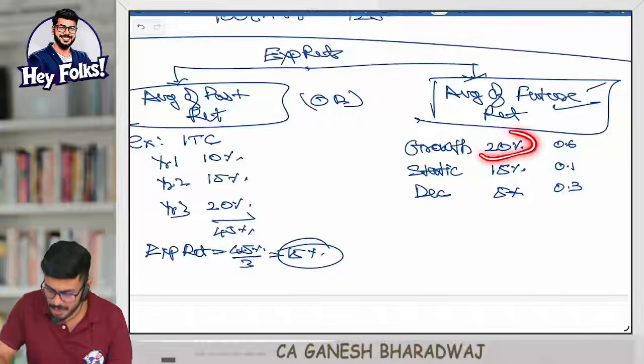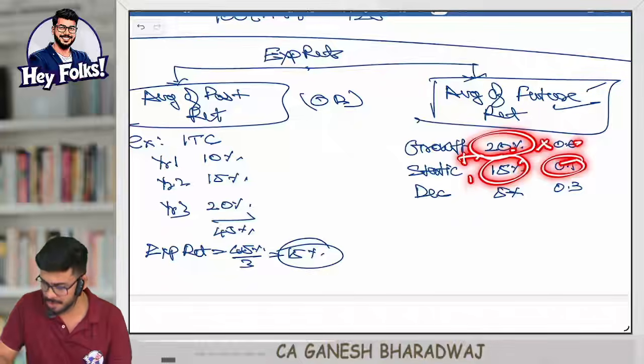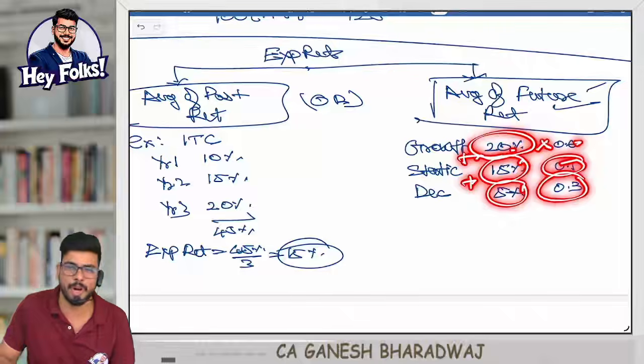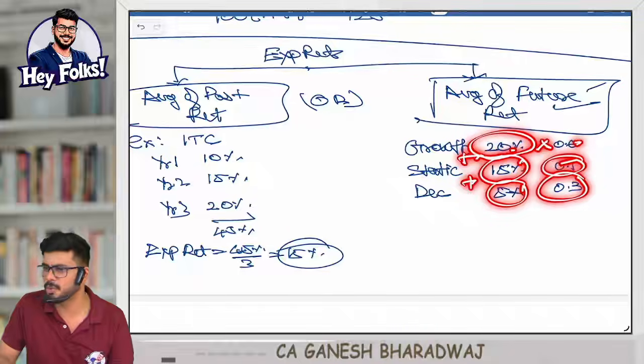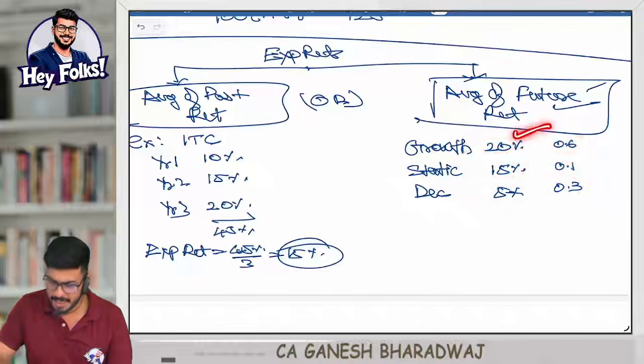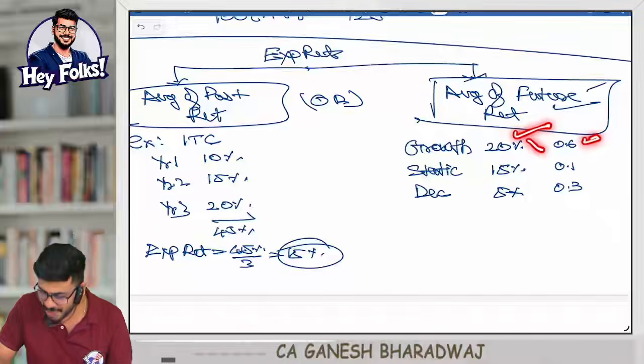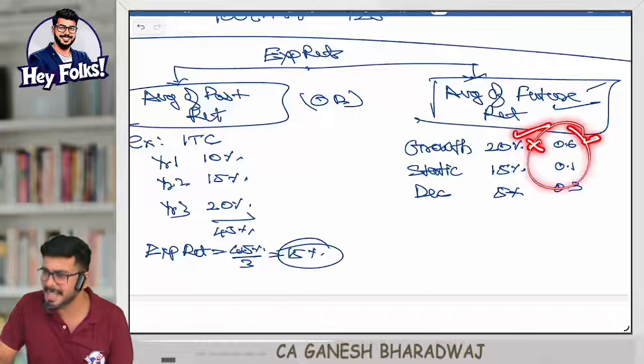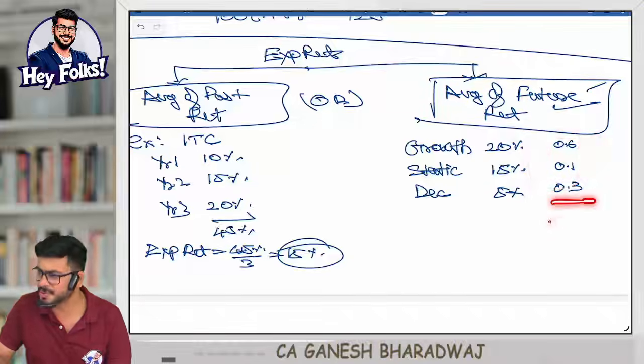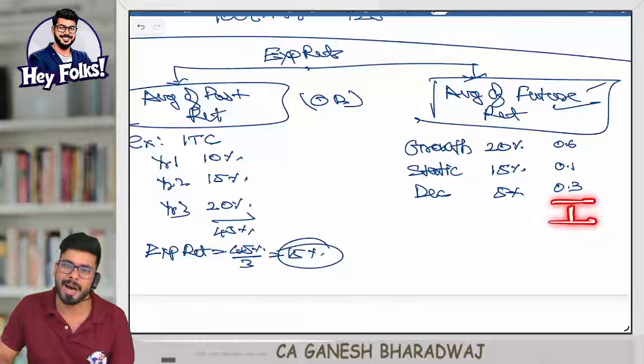I will say it's 20%, but the chance of this happening is only 60%, right? So 20 into 0.6 plus 15 into 0.1 plus 5 into 0.3. Is this clear, guys? Well, able to understand why? The next year, can you definitely expect 20%? No. The chances of you expecting this is only 0.6. So you multiply with the weights. This is nothing but a weighted average method. And if you always notice, you guys know, right? The sum total of probability is what? Always equal to 1. Are you all able to understand?